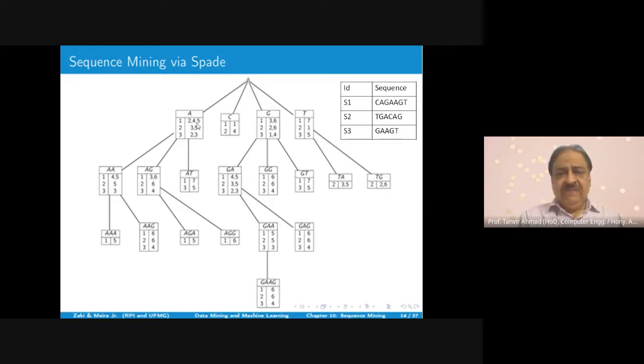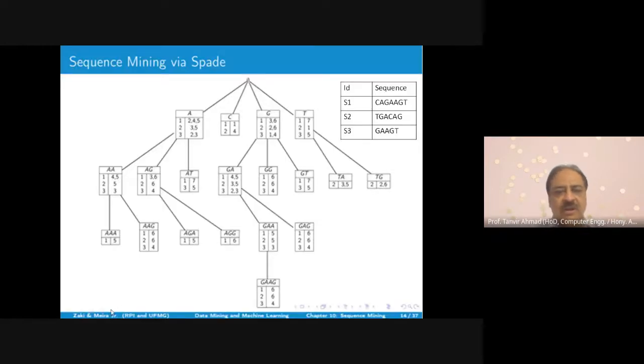Similarly, if I find the symbol A in sequence S2, I'll find it occurs at the 3rd and 5th positions. Therefore, I maintain it over here as 3, 5. Similarly, in the third sequence, it occurs at 2, 3. Therefore, I am going to maintain it as 2, 3.